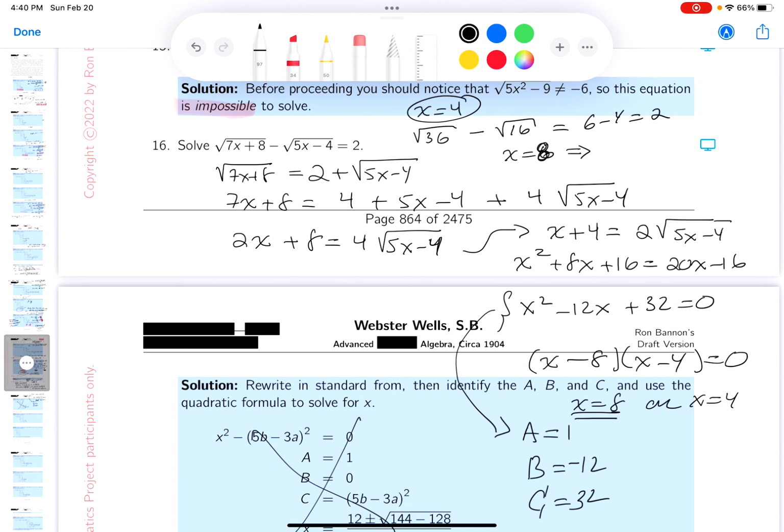8. 7 times 8 plus 8 is 64. Minus 5 times 8 minus 4 is 36. Well, what do you get there? You get 8 minus 6, which is 2. Both of these work. They're both fine. All right, I checked them.